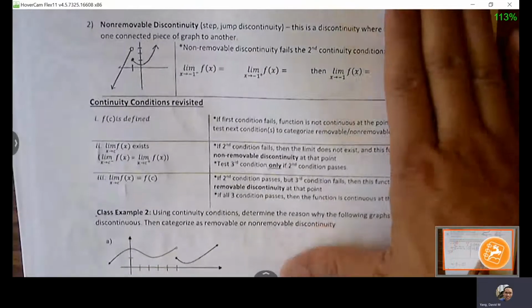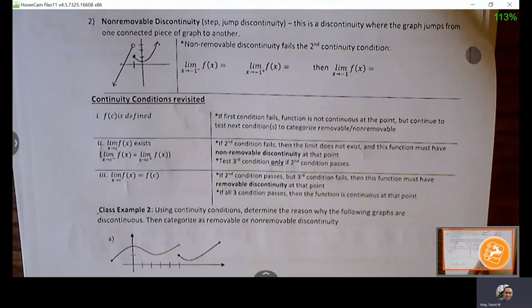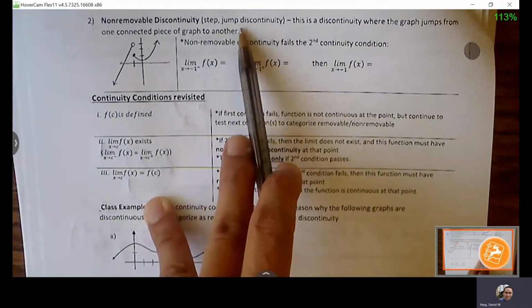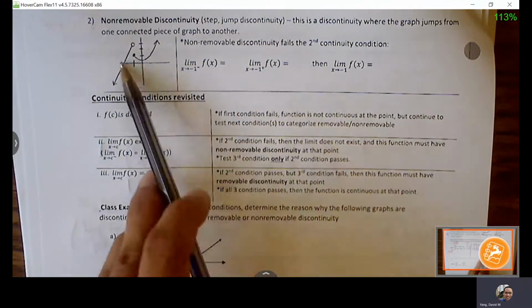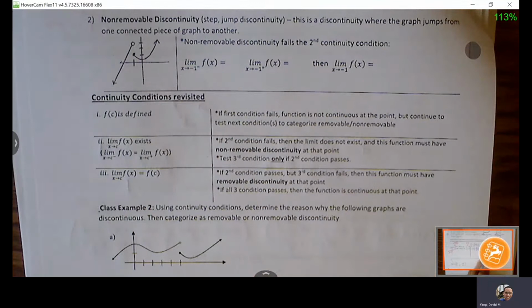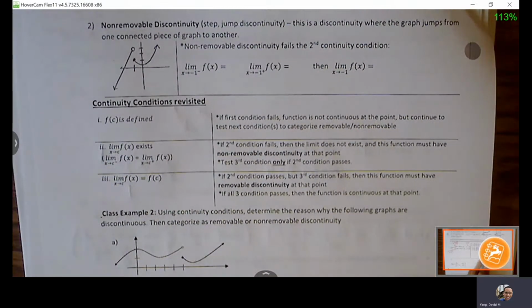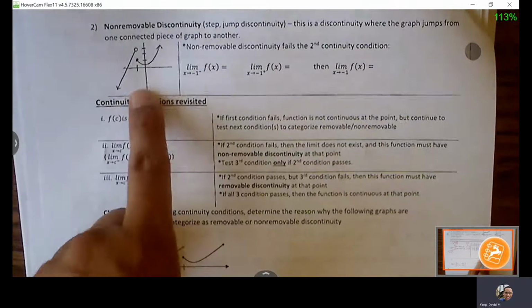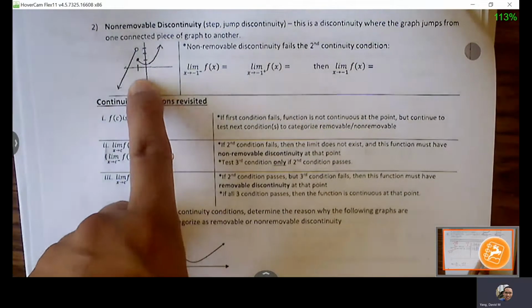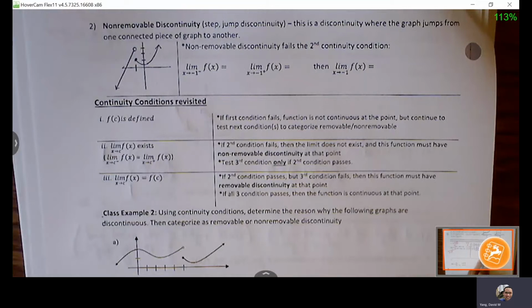So the other type of discontinuity is something called a non-removable discontinuity. So this is a step discontinuity, or we call it jump discontinuity. This is when you have two separate branches and the limit doesn't exist. So this is a discontinuity where the graph jumps from one connected piece of graph to another. This is not a removable discontinuity because it is more than one point away from achieving continuity. We got to replace more than one thing in order for this graph to show continuity.